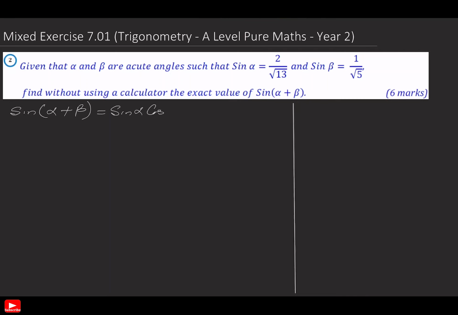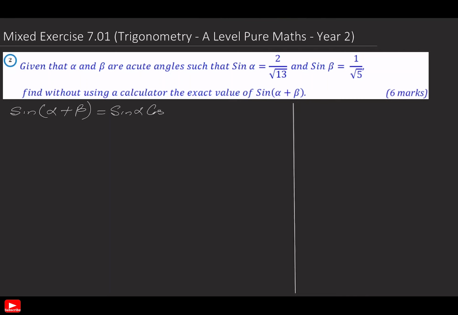I can do the same thing for beta. So if I do 1 for beta, this angle is beta. Again, sine beta is equal to 1 over root 5. That means this is 1 and this is root 5. Using Pythagoras Theorem, we have the square root of 5 squared, which is 5, minus 1 squared. That gives me the square root of 4, and that is 2. So this length here is 2.